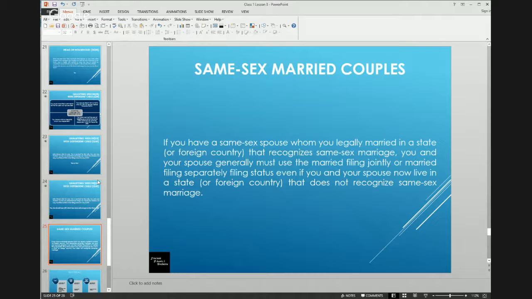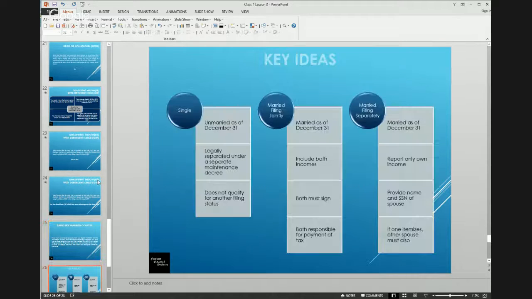So this was something that was a little bit unique in last year's tax season, because there is not a choice, just as if you have a marriage that is a man and a woman. In that marriage, you only have the option of married filing jointly or married filing separately. There isn't a choice of whether you want it to really count. It counts if you're legally married.